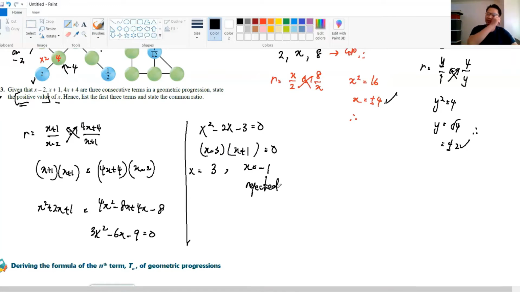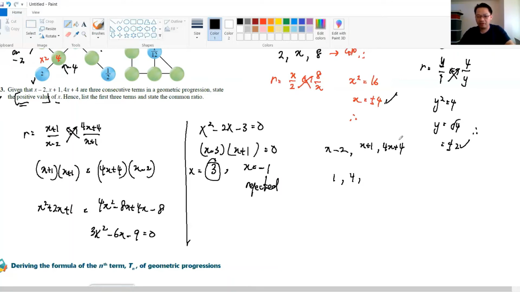Okay, rejected. Very easy. So our x is 3. Now, the question asks: hence list the first 3 terms and state the common ratio. That means we need to find these values. The first term is x minus 2, the second term is x plus 1, and the third term is 4x plus 4. So we substitute the value of x with 3, because we accept the positive value only. Here it becomes 1, here it becomes 4.